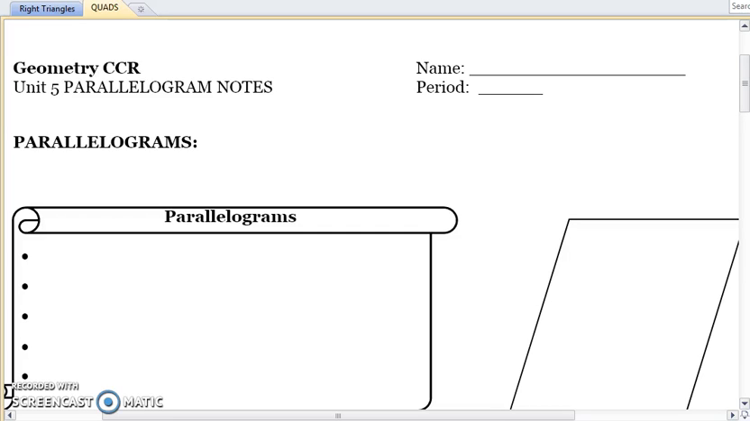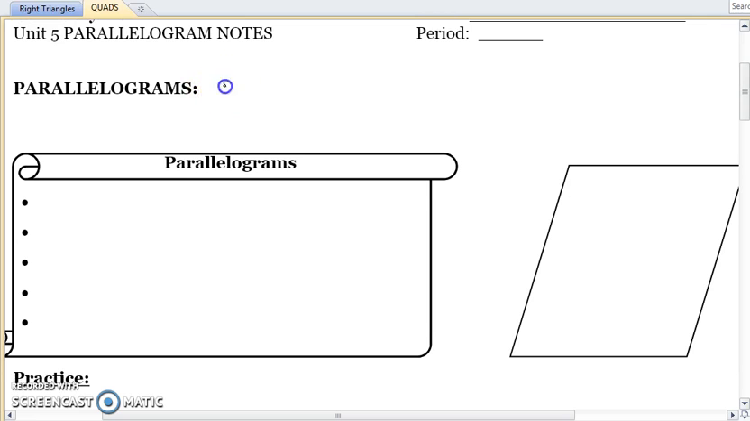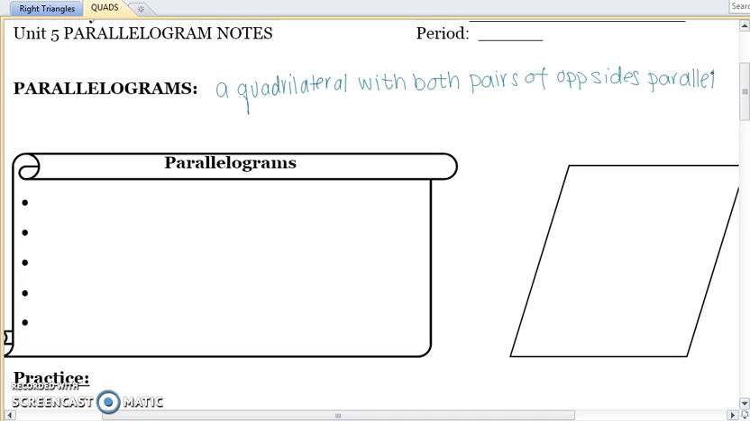Okay, today we are going to be talking about parallelograms. Parallelograms are a specific type of quadrilateral, meaning they are four-sided. When we're thinking about our definition for a parallelogram, our definition is just a quadrilateral with both pairs of opposite sides parallel. And remember, parallel means that they're just two lines that will never cross each other.